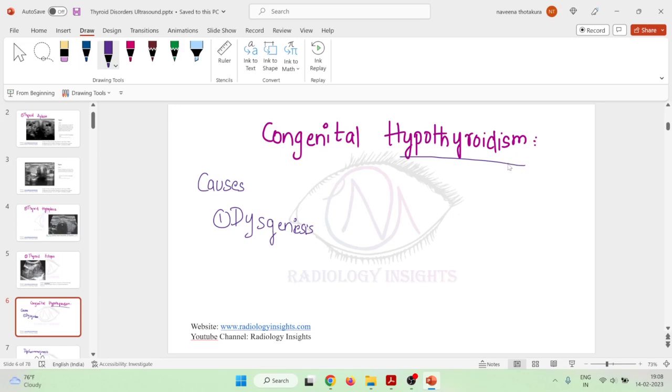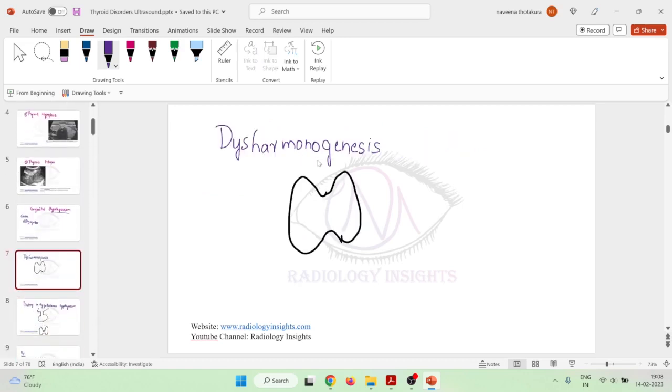For congenital hypothyroidism, one most common cause is dysgenesis, that is improper formation of the thyroid, which can be in any of the above mentioned forms like thyroid aplasia, thyroid hypoplasia, or thyroid ectopia. The second cause is dysharmonogenesis. In dysharmonogenesis, the thyroid structurally looks normal, but it is not producing the required amount of thyroid hormone for its functioning. So this is dysharmonogenesis.